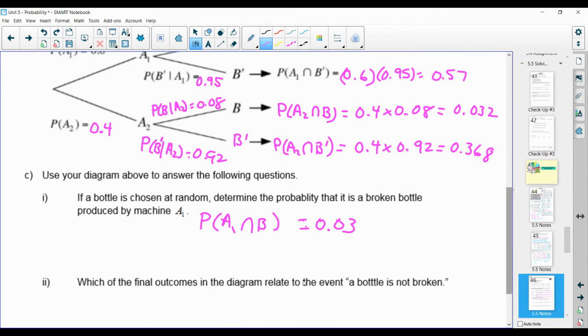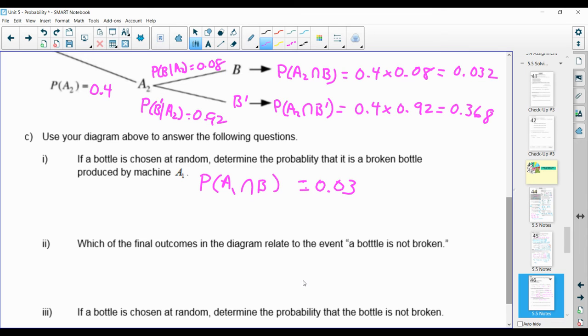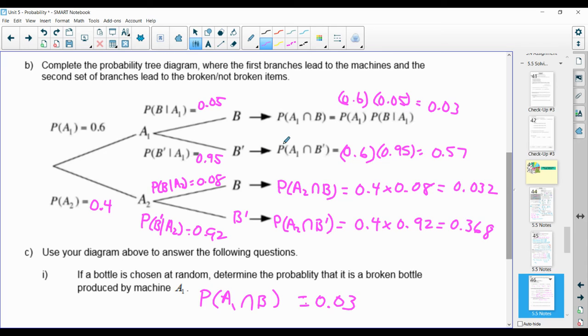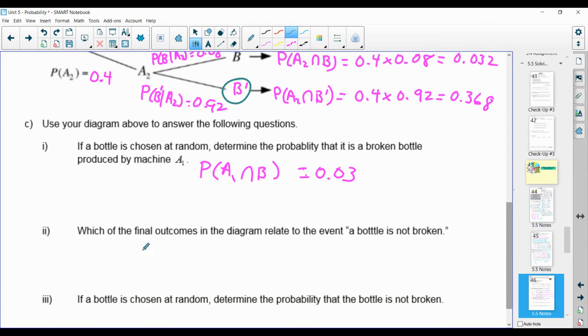Now for the next question, it says, which of the final outcomes in the diagram relate to the event a bottle is not broken? Well, we have a bottle not being broken here, and we have a bottle not being broken here. So we're looking at the probability of A1 and not B, or we're looking at the probability of A2 and not broken.